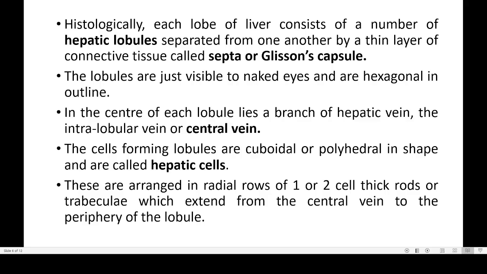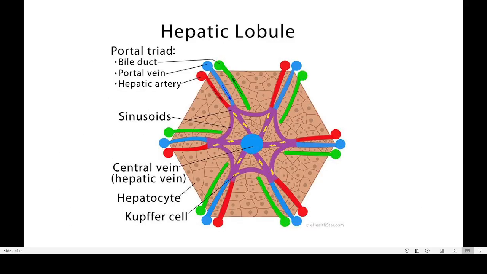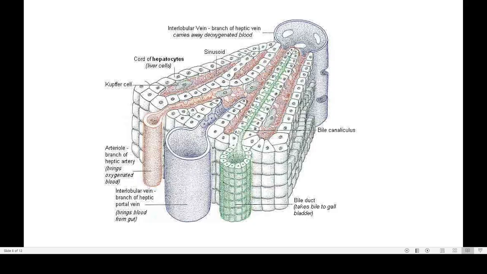Then these are arranged in radial rows of one or two cell thick rods, or trabeculae, which extend from the central vein to the periphery of the lobule. See here, you can see that. So this is how the whole arrangement is. These are all hepatic cells. This is the central vein.